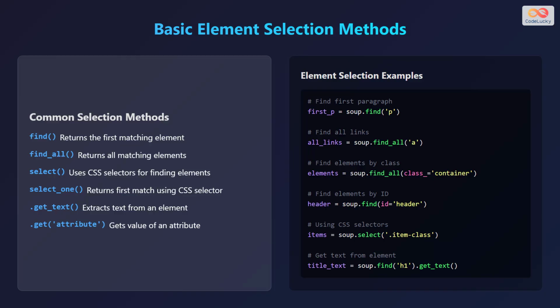For example, find the first paragraph using soup.find('p'). Find all links using soup.findAll('a'). Find elements by class using soup.findAll, class_ equals 'container'. Find elements by ID using soup.find, id equals 'header'. Using CSS selectors, items equals soup.select('.item-class'). Finally, get text from an element with title_text equals soup.find('h1').getText().